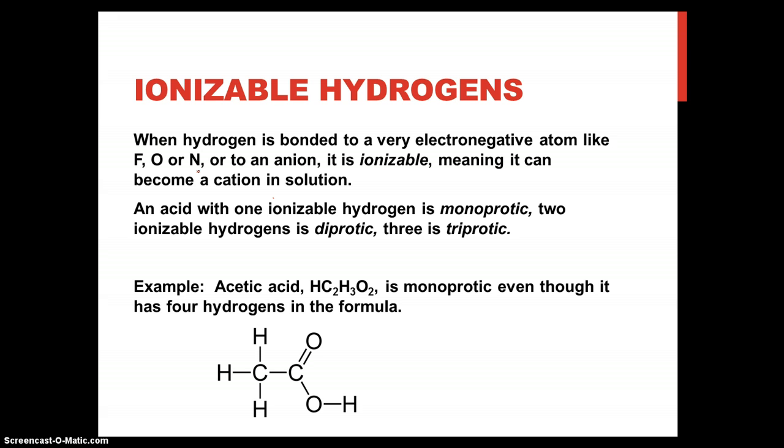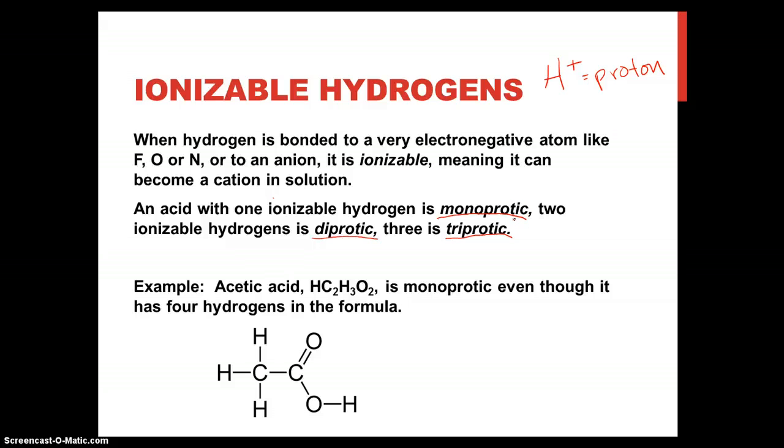And if an acid has one ionizable hydrogen, then we call that monoprotic. Now this term protic comes from the idea that a hydrogen ion is just a proton. Hydrogen as an atom has one electron and one proton. So when it's lost its electron to become an ion, it's actually just a proton. That's all that's left. So a hydrogen ion can be called a proton. So the term monoprotic means one proton or one hydrogen ion. Two ionizable hydrogens is called diprotic. Three is called triprotic. You might also see the term polyprotic, meaning more than one ionizable hydrogen.